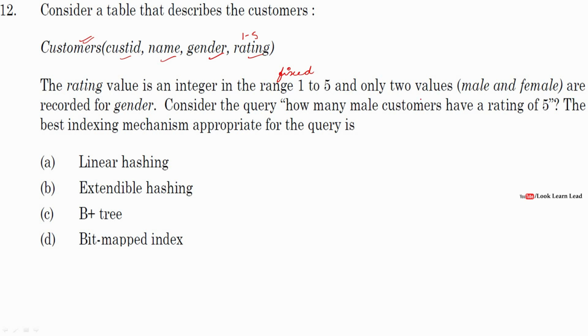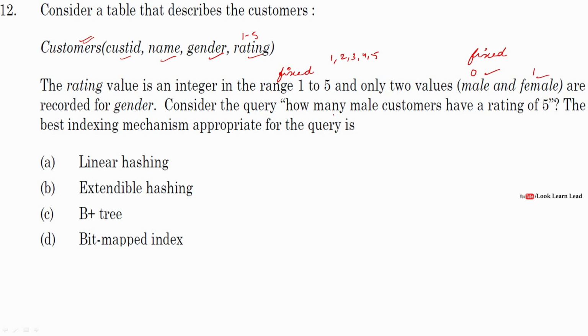Only 2 values are recorded for gender, so gender is also fixed. Male we can take as 0 and female we can take as 1. So it is also fixed. For rating we have 1, 2, 3, 4 and 5, and for gender we have 0 and 1, where we can take 0 for male and 1 for female.